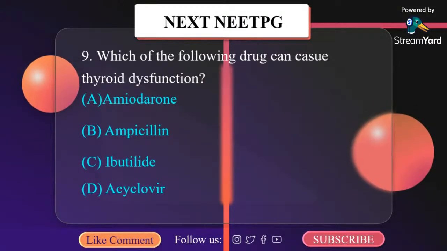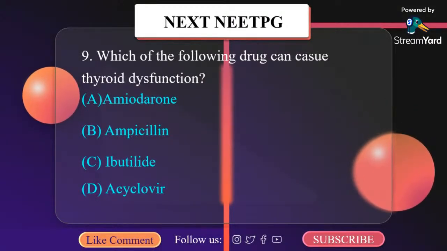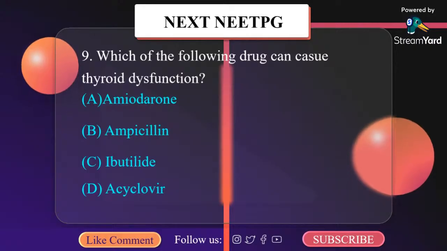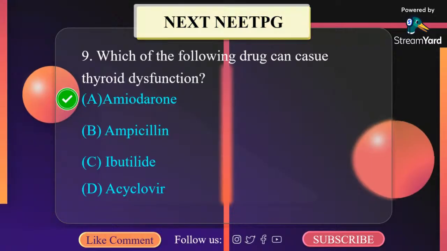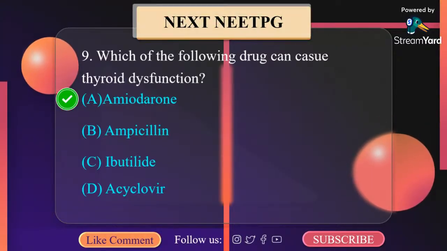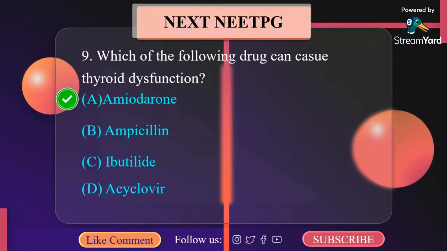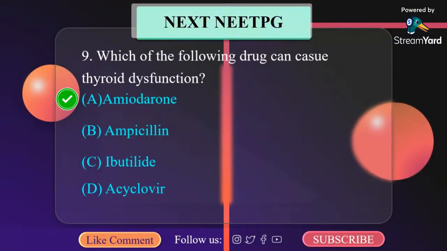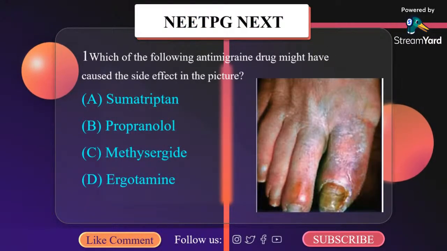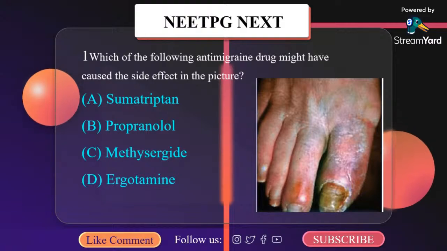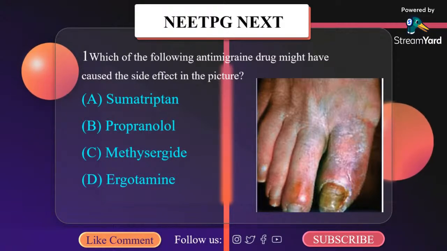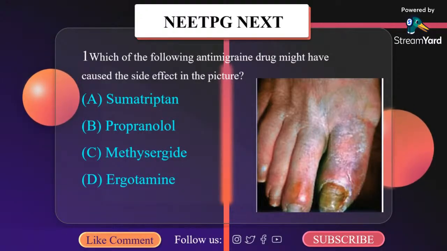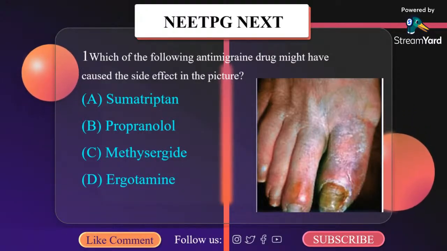Which of the following drugs can cause thyroid dysfunction? A, amiodarone, B, ampicillin, C, ibutilide, D, acyclovir. It is amiodarone. The drugs causing hypothyroidism are lithium, sulfonamide, phenobarbital, phenytoin, amiodarone, PAS, rifampicin, carbamazepine. Which of the following anti-migraine drugs might have caused the side effect in the picture? A, sumatriptan, B, propranolol, C, methotrexate, D, ergotamine. It is ergotamine. Ergotamine can cause severe peripheral vasoconstriction and gangrene in organs with end arteries like fingers.